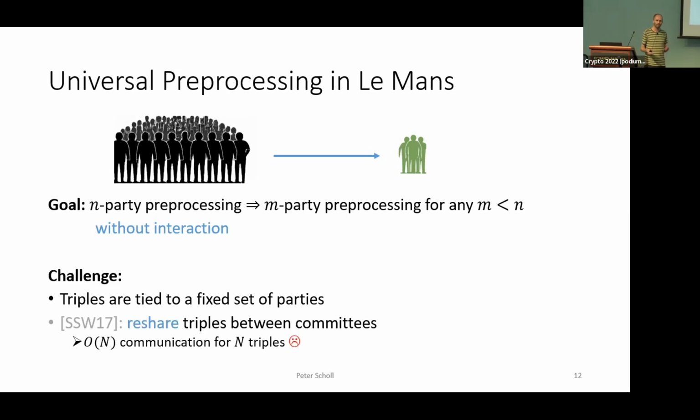So the main challenge here is that if you think about multiplication triples, for instance, then these are normally tied to a fixed set of parties, which you have to know ahead of time. And while there are ways of resharing correlated randomness from one committee to another, these are usually interactive and require a large amount of communication.